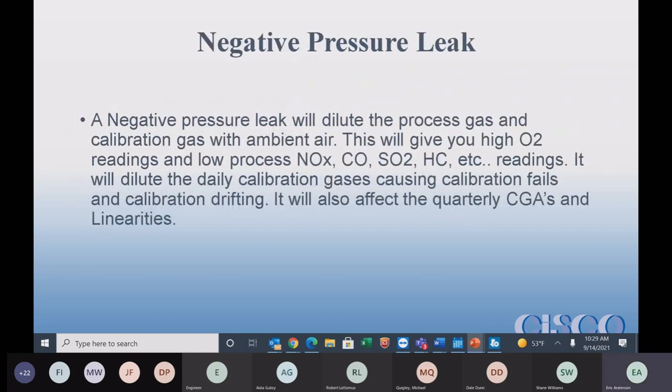Let's talk about the negative pressure leak. A negative pressure leak will dilute the process gas and calibration gas with ambient air. This will give you high O2 readings and low process values, your NOx, CO, SO2, hydrocarbons, et cetera. It'll dilute the daily calibration gases, causing calibration fails, calibration drifting. It'll also affect the quarterly CGAs and linearities. And sometimes they don't show up until we do our quarterly stuff.